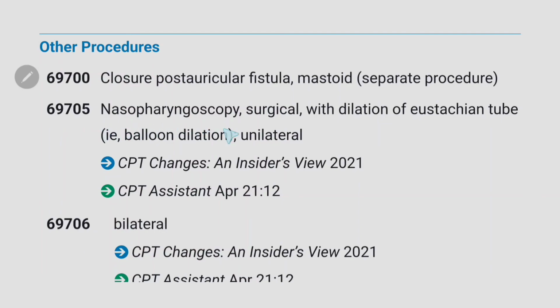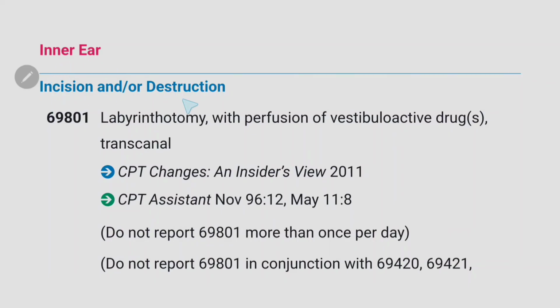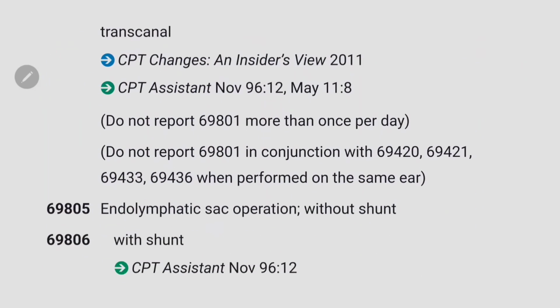69705 is for nasopharyngoscopy surgical with dilation of eustachian tube unilateral, that is balloon dilation. 69706 is for bilateral. Then the important code 69710 is for implantation or replacement of electromagnetic bone conduction hearing device in temporal bone. 69711 is for removal or repair of electromagnetic bone conduction hearing device in temporal bone. Next important code is inner ear incision or destruction. 69801 is for labyrinthotomy with perfusion of vestibuloactive drug transcanal, and read the important parenthetical notes.